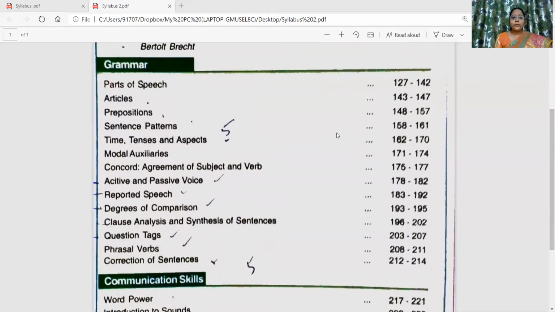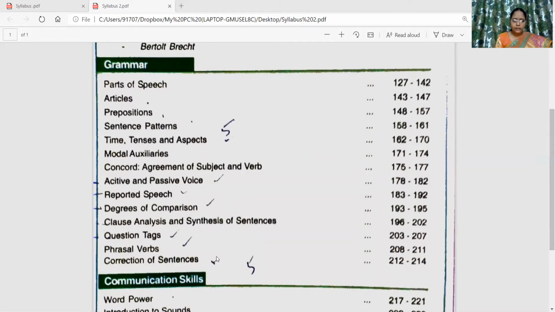So the first topic is parts of speech, and then articles, prepositions, sentence patterns, time, tense and aspects, modal auxiliaries, concord agreement of subject and verb, active and passive voice, reported speech, degrees of comparison, clause analysis and synthesis of sentences, question tags, phrasal verbs, correction of sentences. All nice, interesting topics, students. You can enjoy a lot.